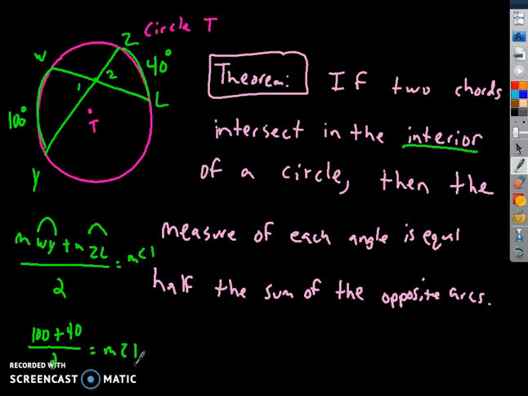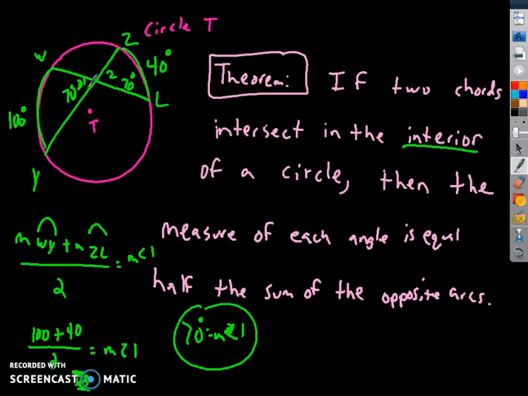So it's 140 divided by 2. That's 70. So 70 equals the measure of angle 1. If angle 1 is 70 degrees, then for the vertical angles, angle 2 also has to be 70 degrees. That's how vertical angles work. So anyway, that's what that theorem says.